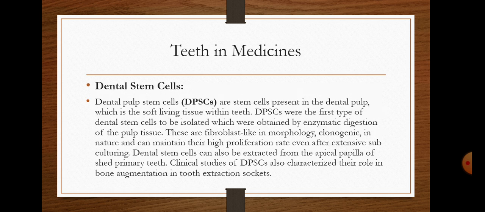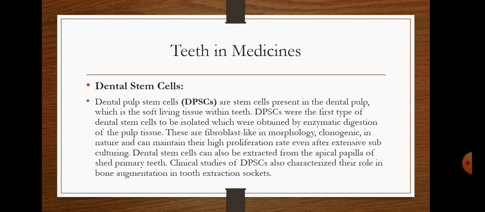Now, let's discuss teeth in medicine. Dental stem cells, which are also called dental pulp stem cells, are stem cells present in the dental pulp, which is the soft tissue within teeth. Dental pulp stem cells were the first type of dental stem cells to be isolated, which were obtained by enzymatic digestion of the pulp tissue.